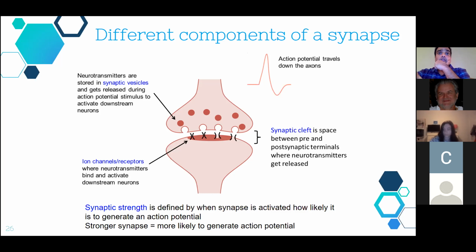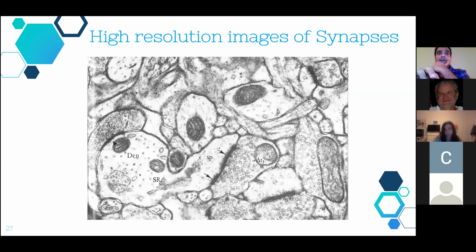So the neuroscientists are not really imaginative people. We didn't really imagine and make these drawings. This is how a synapse looks in real life as well. This is evidence of that. This is a high resolution image of a synapse that is acquired using electron microscopy.